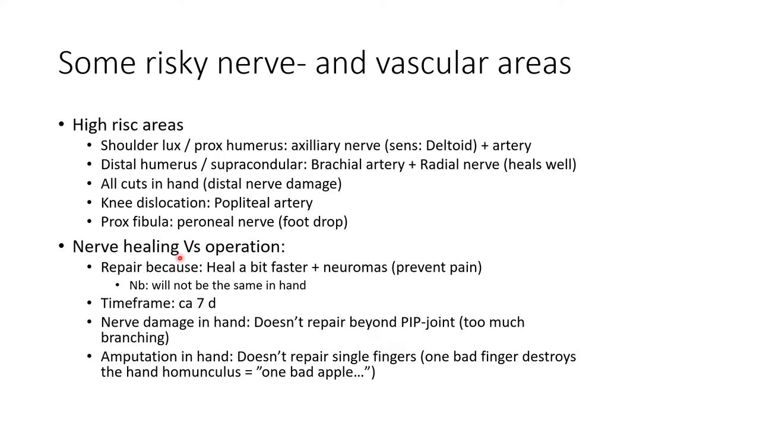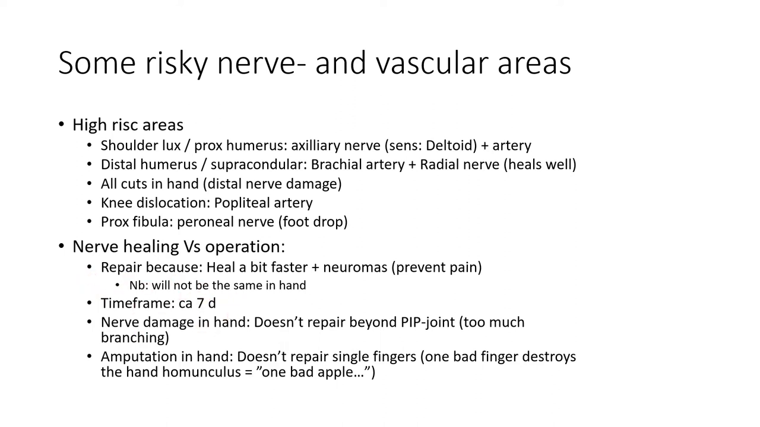All right, something about nerve healing versus operation. If they have a nerve injury, that's not urgent. You don't have to call anyone right away during the night. It can wait until the morning. But if you have a vascular injury or compartment syndrome, that's something that needs to be handled urgently right now. Nerve injuries we usually repair because it heals faster and it prevents the formation of neuromas. It's important to say that if it's in the hand, it will probably not be completely the same feeling as they used to have. And there's a time frame as well, around 7 days. That's the time that you have to fix these.